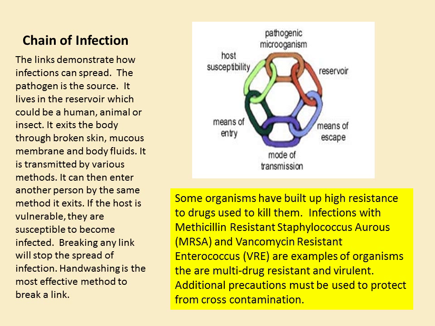One way to understand how pathogens can transmit from one person to another through cross-contamination is to look at a chain of infection diagram. At the top of the diagram you see it says pathogenic microorganism. This is the source. This is the germ. To the right of that we have a reservoir. This is our current reservoir of where that germ is living. This could be a human, an insect, or an animal.